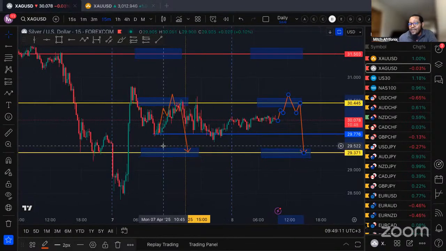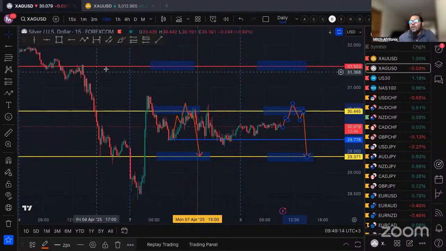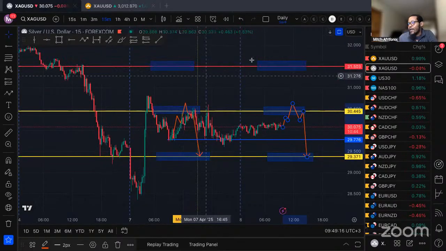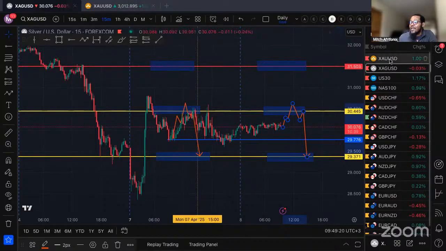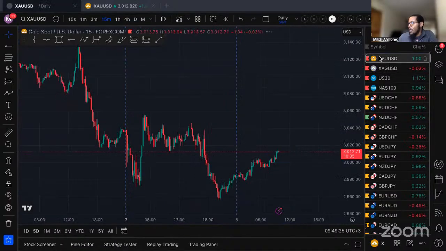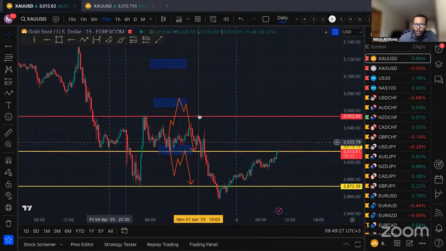But overall, our bias is still going to be looking for sales. Remember, as long as we're holding below the red SNR. If we break and go above that area, then at that point in time, our bias will switch and we will start looking for buying opportunities on silver. So wait to see what is happening there. If we move on to the next pair that we do have.